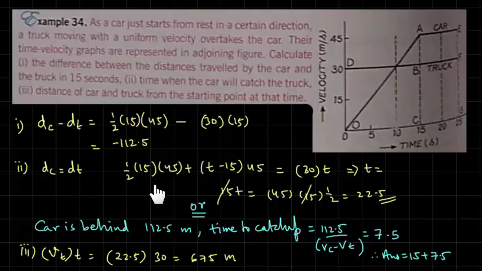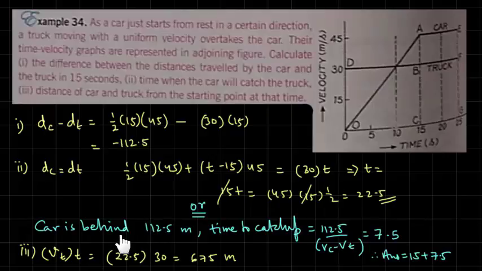So what is the distance traveled by car during that time? It is the area of this triangle plus area of that rectangle. So half 15 into 45 plus t minus 15 times height, which is 45. So this is the distance traveled by the car. For the truck, it is just t times 30. So this gives t as 22.5. So in 22.5 seconds, the car will catch up with the truck.